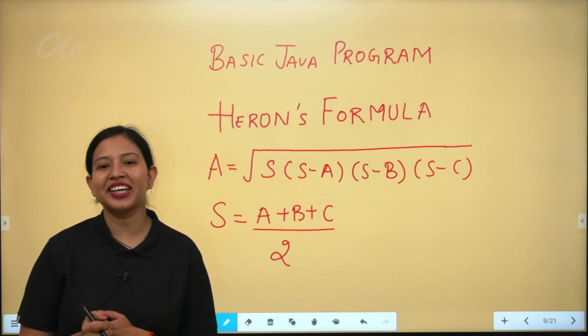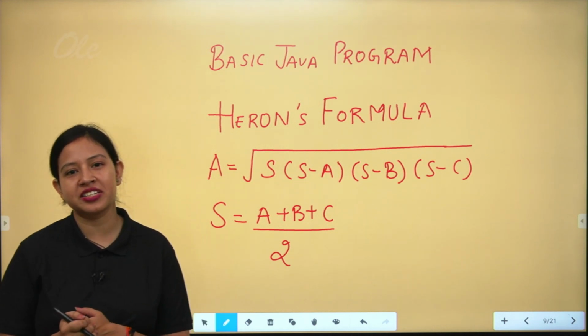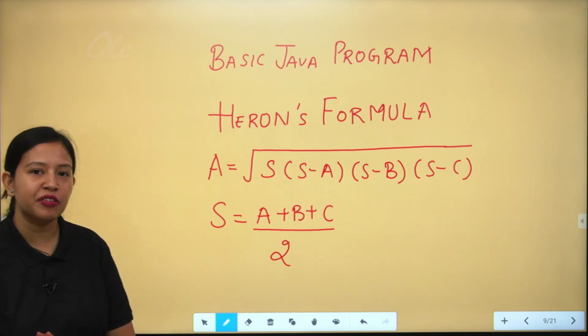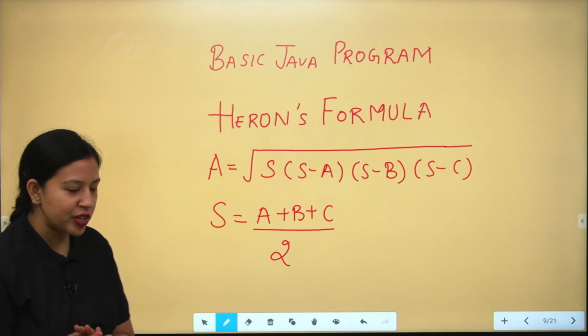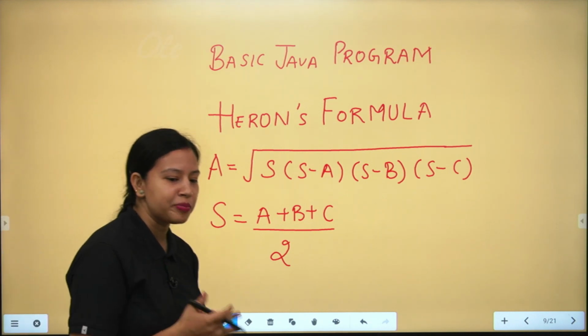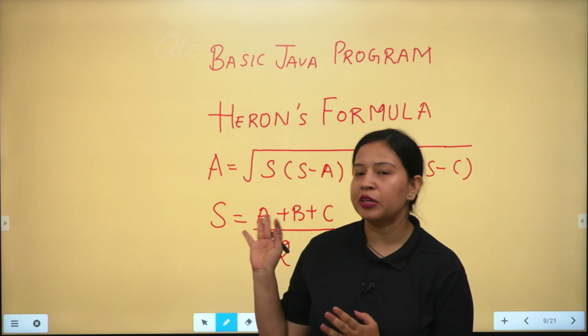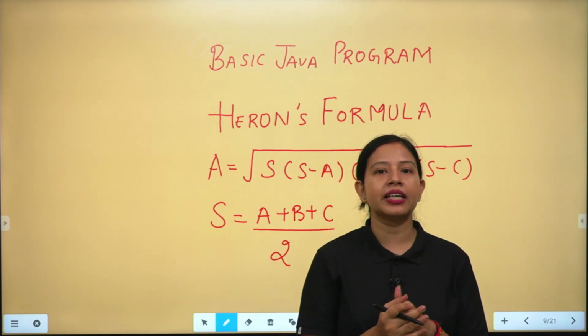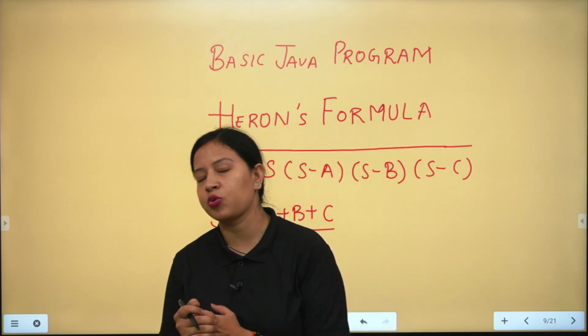Welcome back everyone. In today's session we are going to discuss some more basic Java programs, and in today's topic we have Heron's formula. As we all are very familiar with this formula because we have already done it in maths, but how are we going to calculate Heron's formula in Java? That is the biggest question.